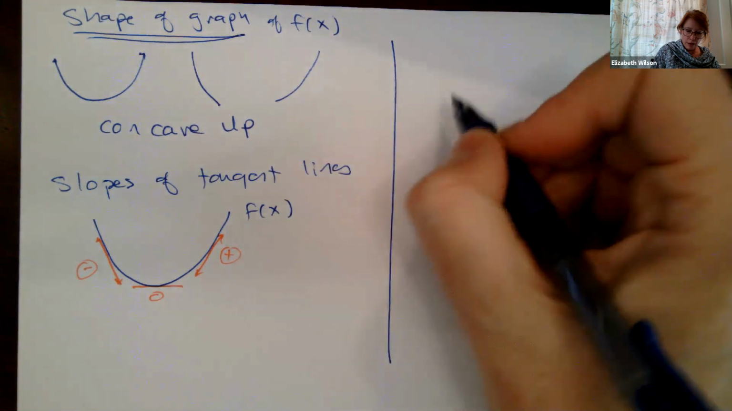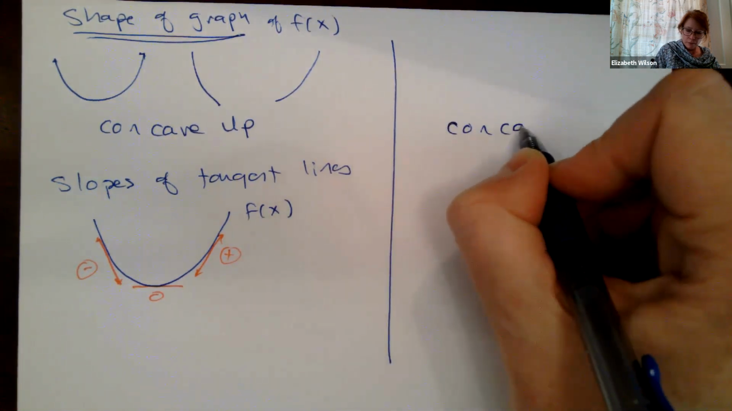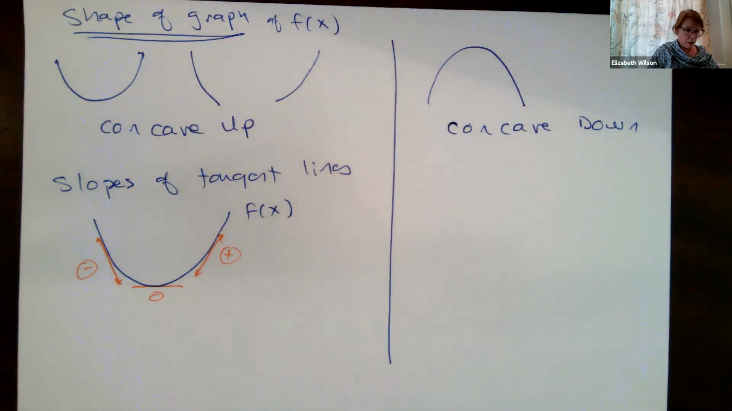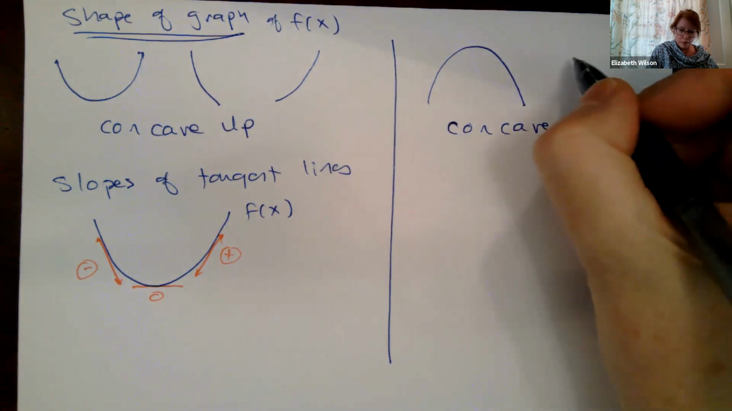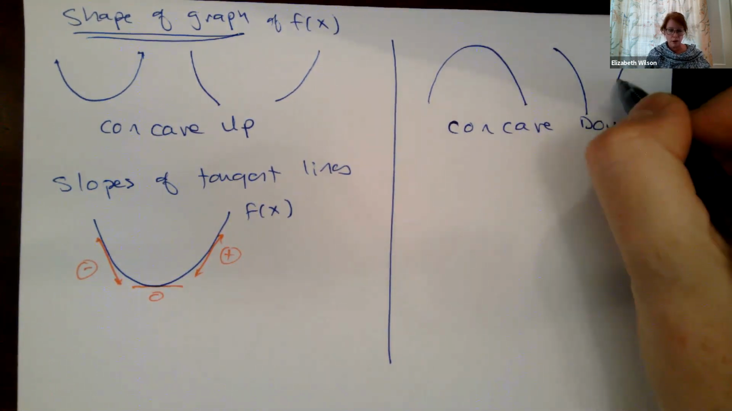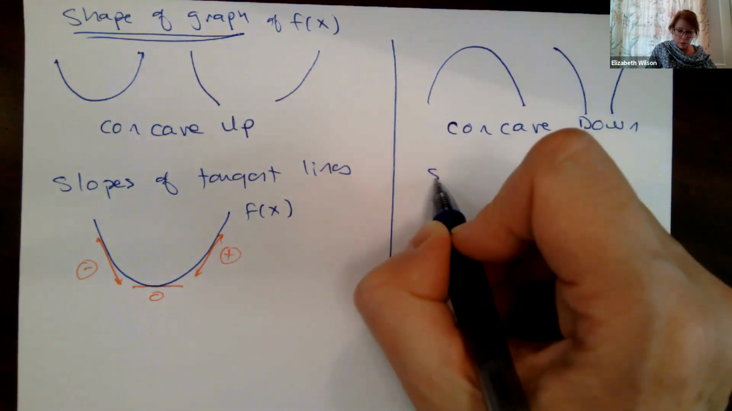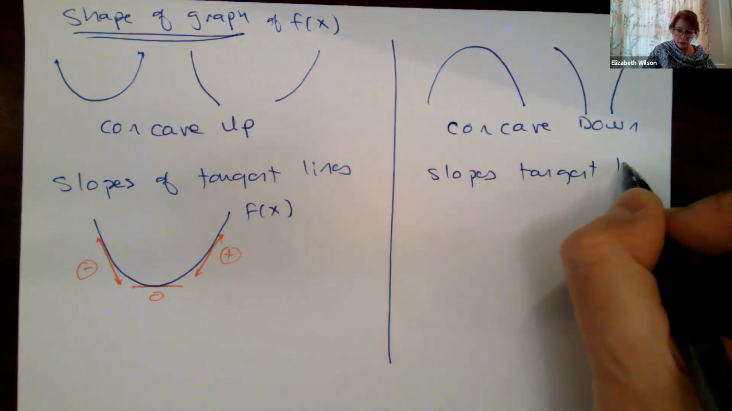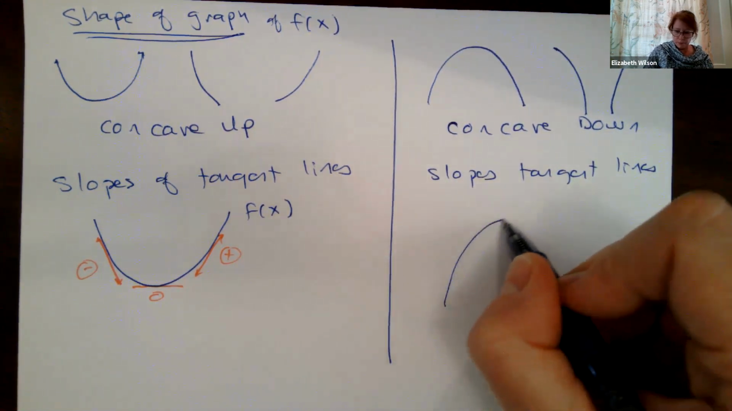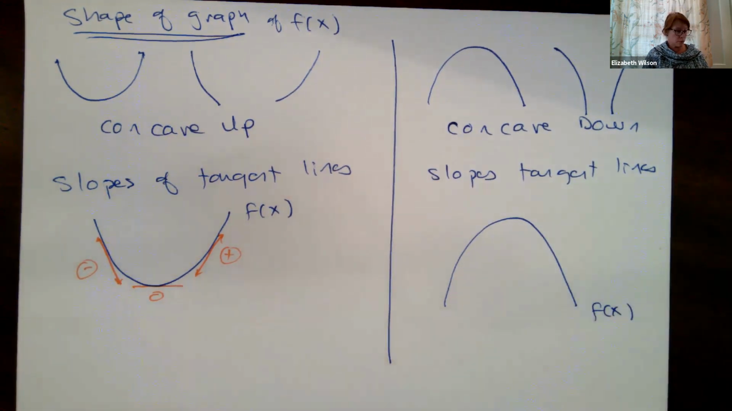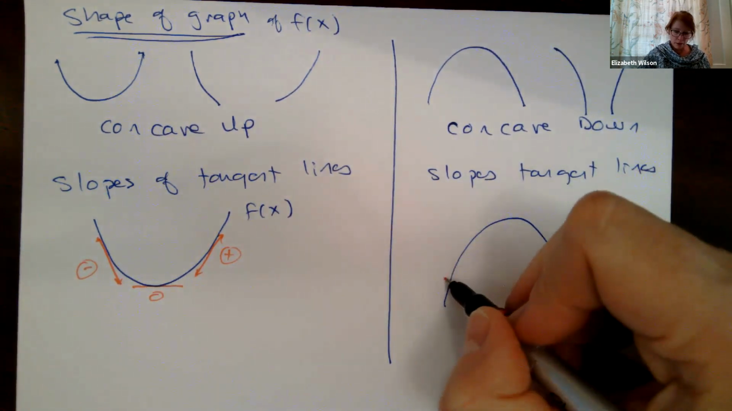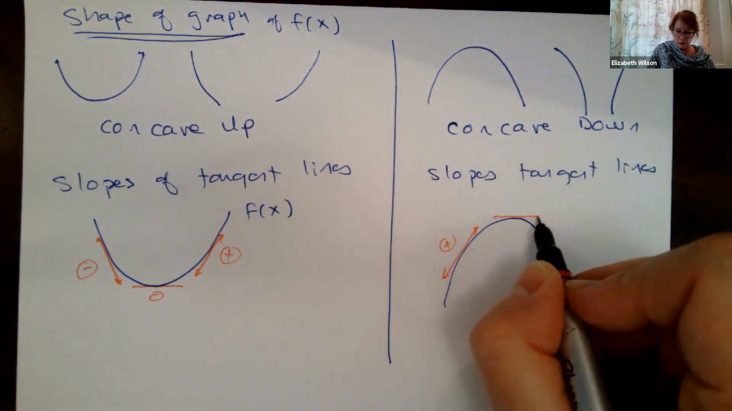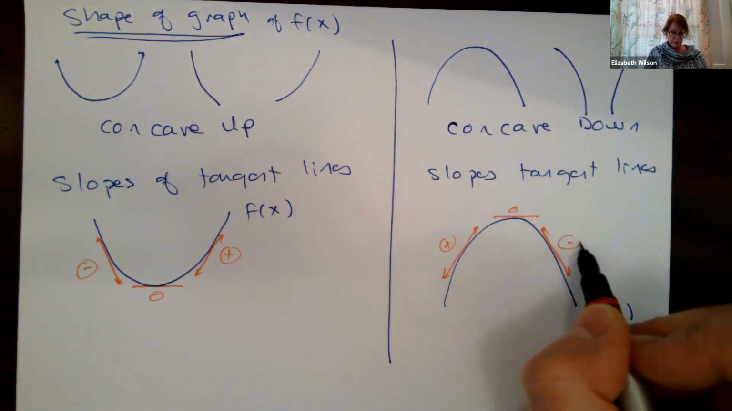If we've got a concave down, right, it's going to look like this. Or I can draw just a piece of it. Pieces also make up part of our concave down. The slopes of the tangent lines look like this. Here's our function. And the slopes of our tangent lines go positive, they go 0, and then they go negative.